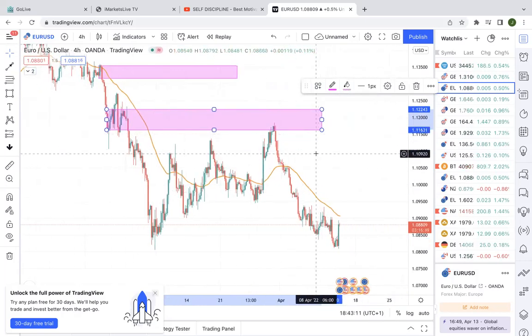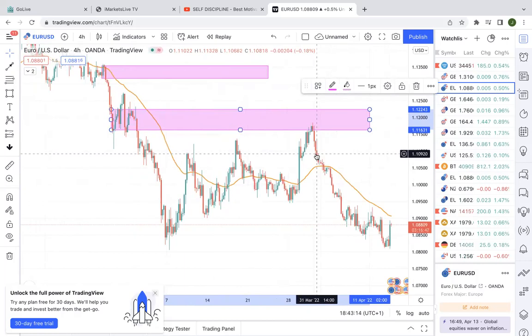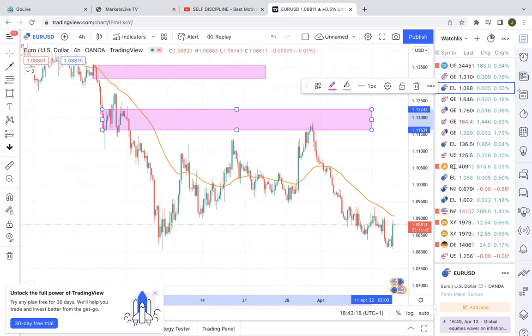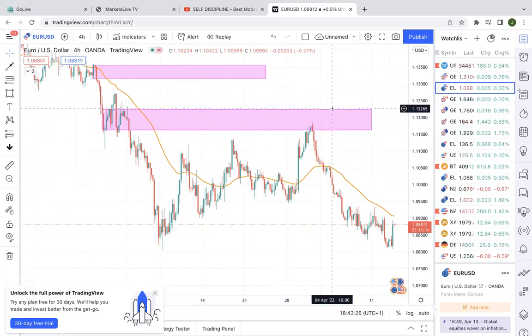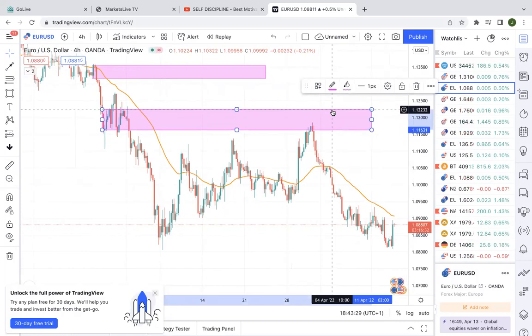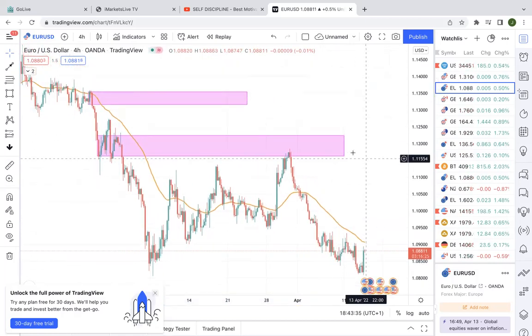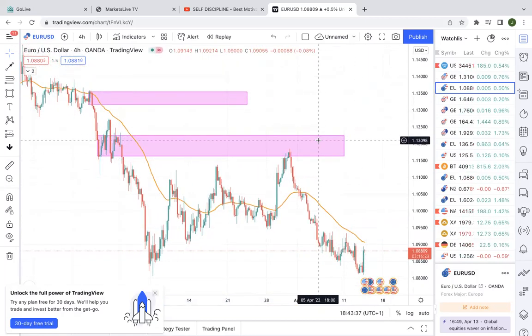Does that make sense, guys? So that is a drop, base, drop. So far we have done a rally, base, drop, and we've done a drop, base, drop. So next one, guys. Please feel free to take screenshots, but you will also get the recording of this.